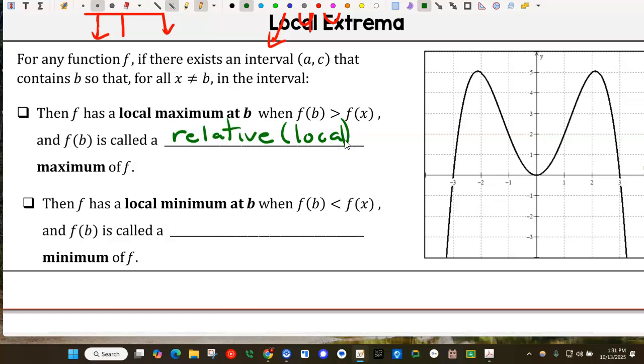So what would be a local maximum? Well, right over here in this general area, that's the highest point. That's local max, and so is this one.